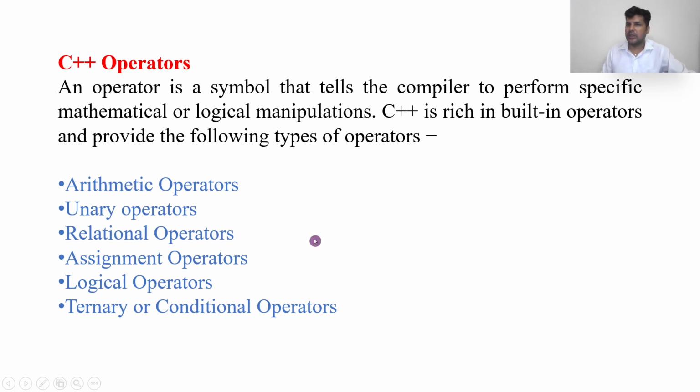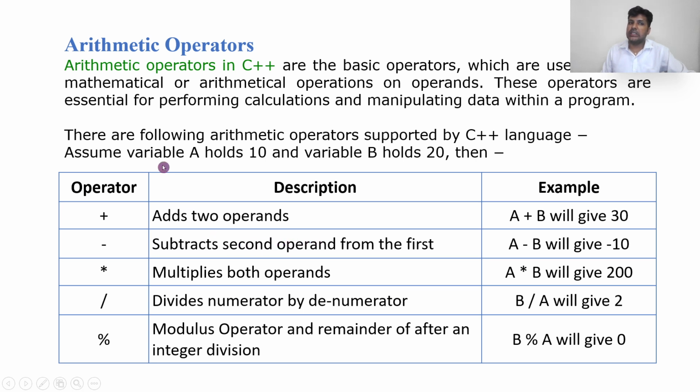Let me start with the arithmetic operator. What is an arithmetic operator? The word itself says everything. Arithmetic: everybody knows addition, subtraction, multiplication, and division. Arithmetic operators in C are the basic operators used for basic mathematical operations on operands. They are essential for performing calculations and manipulating data within a program.